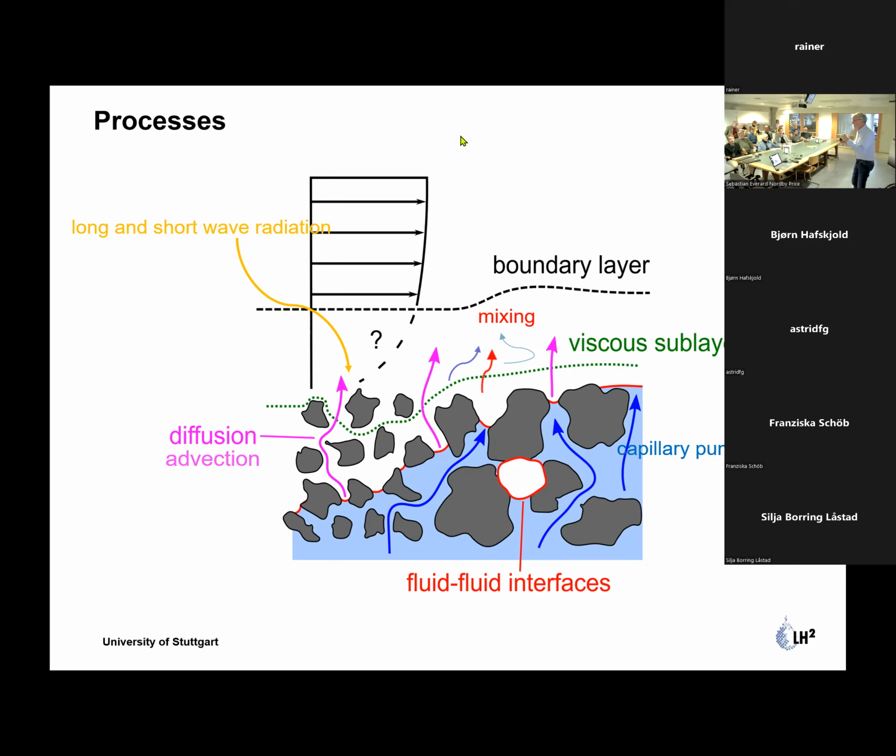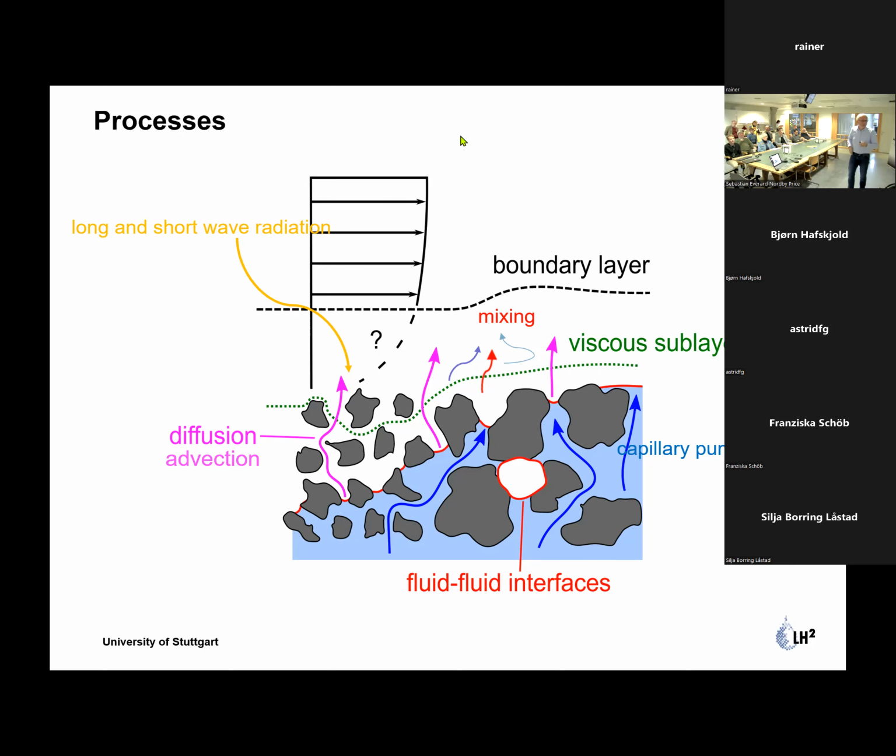And I will tell you later on why this is so important, especially related to diffusion and conduction. Okay, so the idea is now how we get the different interface layers as well as possible into our REV-based concepts. That is the main challenge.